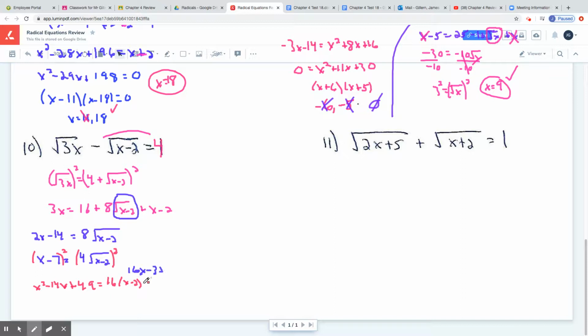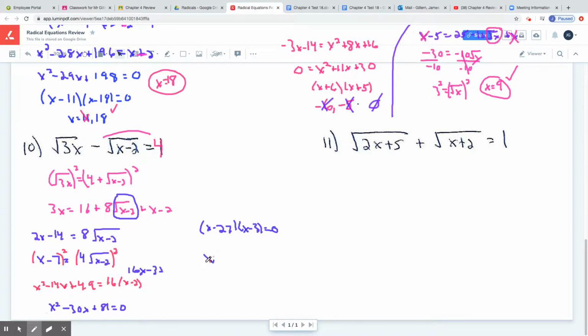All right, and we set this equal to 0. I get x squared. Bring over the 16x, that's a negative 30x. Bring over the 32, 49 plus 32 is 81. So that is a positive 81. So what two numbers multiply to give me 81 and add up to give me 30? It's not 9 and 9, it's 27 and 3. So it's x minus 27 times x minus 3 equals 0.